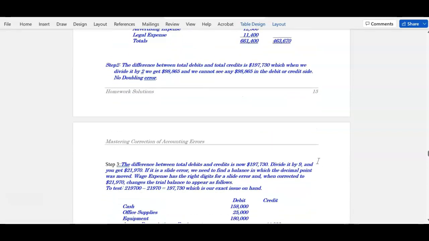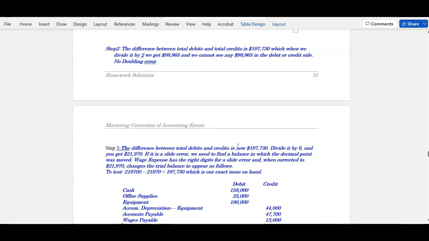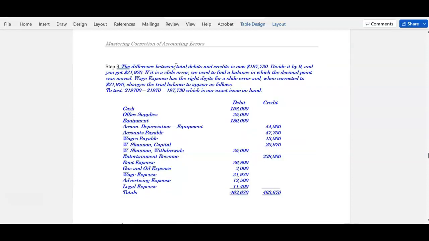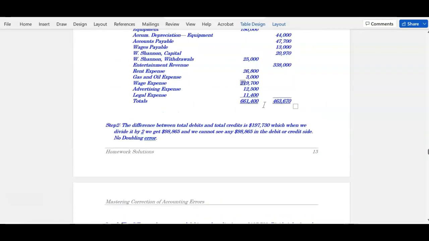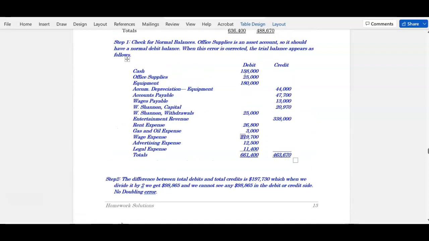So here we go to step 3. The difference between the total debits and credits is now 197,730. You divide it by 9, and you get 21,970. If this is a slide error, we need to find the balance in which the decimal point was moved a little bit to the left or right. So let's look for a number that looks like 21,970.